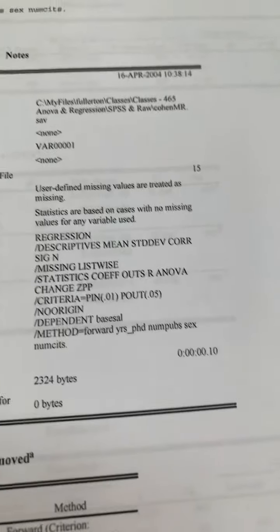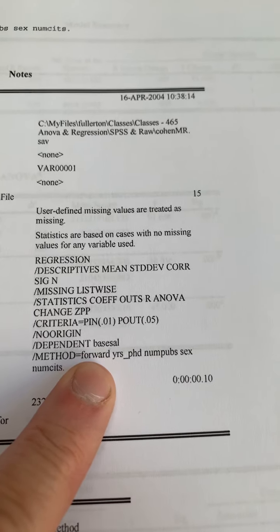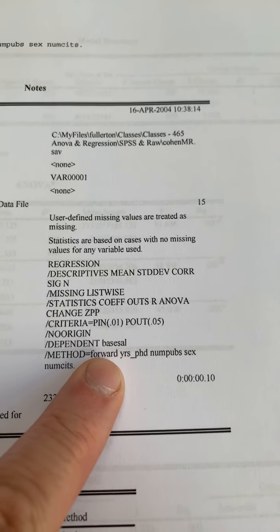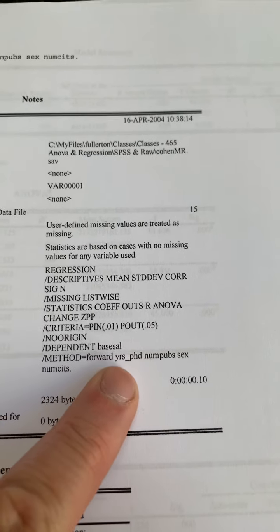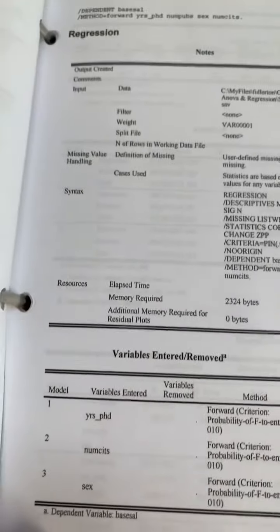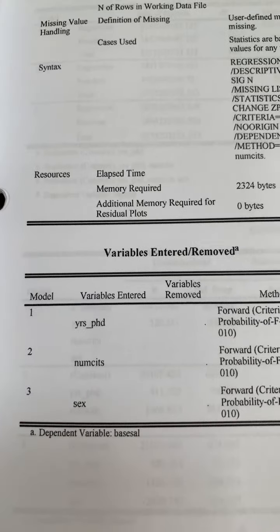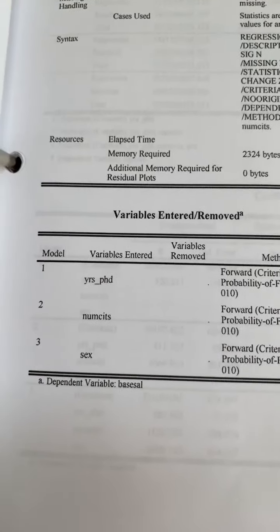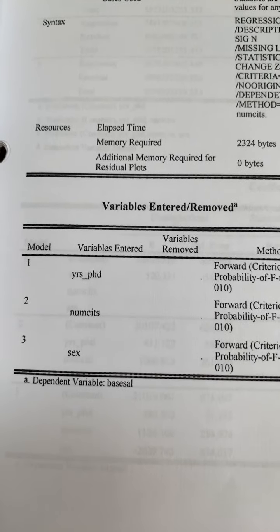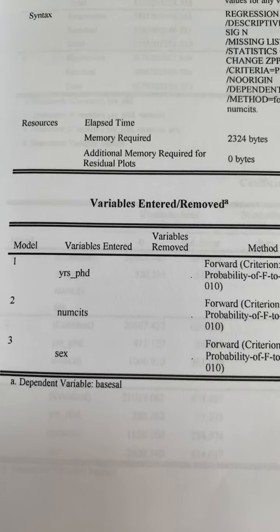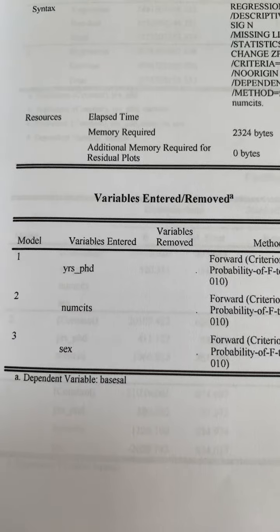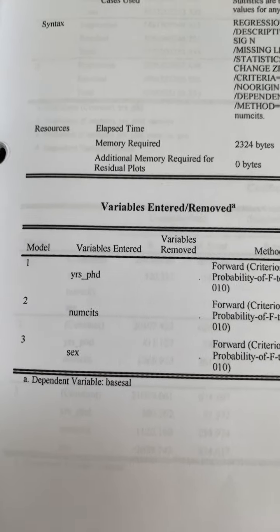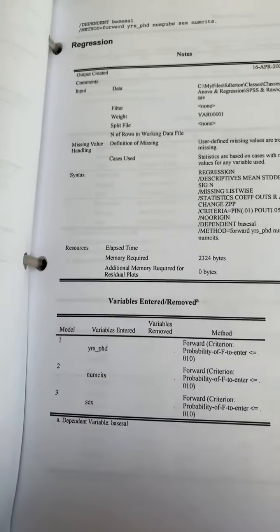Forward approach, the keyword change is going to be this thing here that says forward. And then all four predictor variables are put in the model. You can see three models are generated: year since PhD, number of citations, and then sex. So that's the order of entry. Year since PhD enters first with the highest simple or Pearson correlation, followed by number of citations, followed by sex, having to do with the significance of their partial correlations.